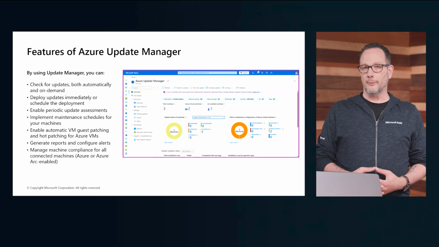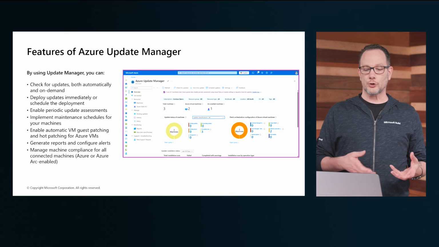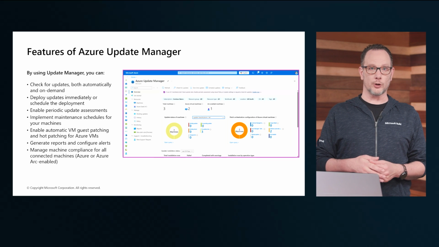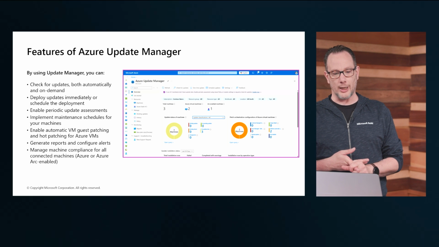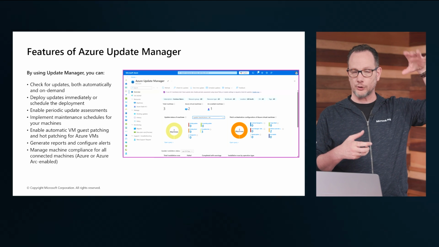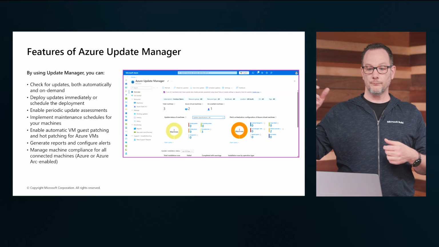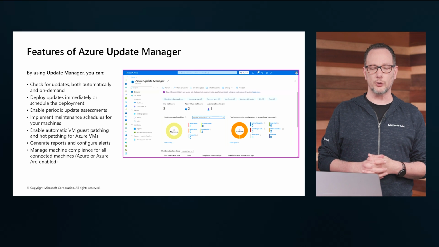Update Manager, as you can imagine, is primarily built to allow you to configure the installation of your updates towards your virtual machines in Azure and hybrid. So it's going to allow you to check for updates based on that Microsoft Update service. It's going to continuously validate whether there's a new update, every week, every 2 weeks, maybe every day. That's up to you to configure.